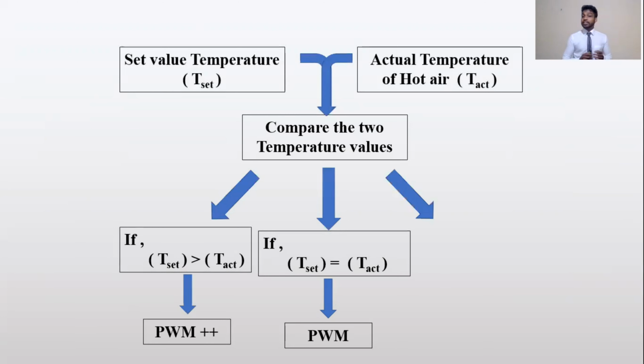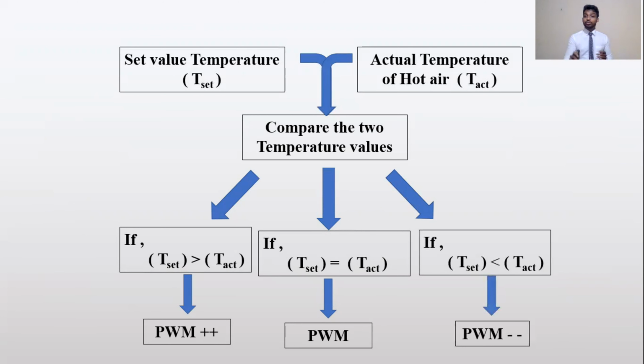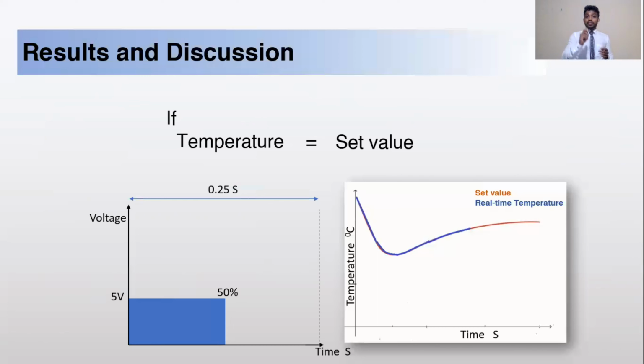And if the set value of the temperature is lower than the actual temperature of the hot air, the temperature of the hot air should be reduced. In order to reduce it, we have to reduce the PWM one by one until it comes to the required set value. Now, PWM changes the voltage in a predetermined time in terms of duty cycle, so we can express PWM as a duty cycle.